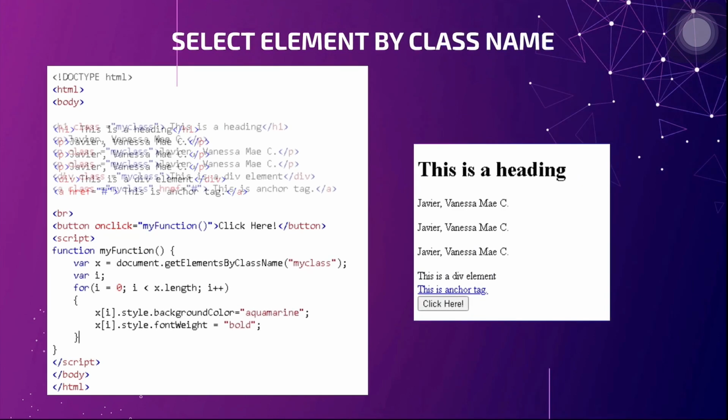Inside our function, mag-set gihapon tag variable to store the collection of elements with the same class name. Ato na pod gi-add ang class attribute sa mga elements with the value my class. And as you can see, ang isa ka paragraph element wala na ko gibutangan og class attribute. So mao ni siya ang difference sa get element by tag name and get elements by class name.